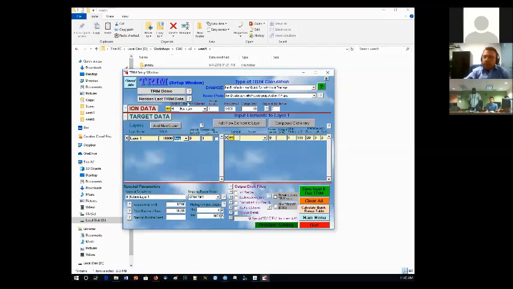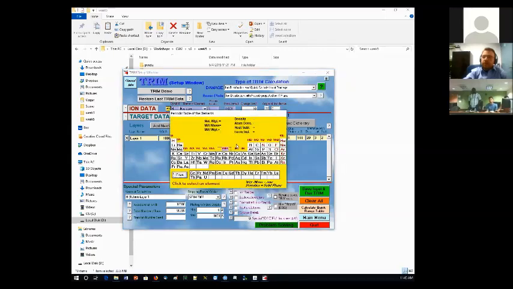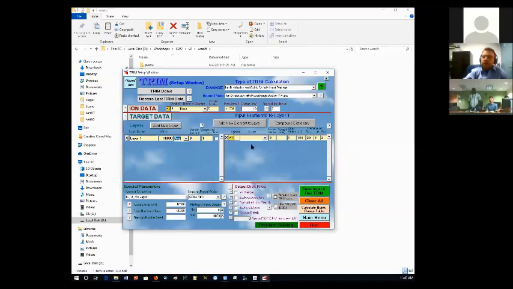And here I choose, this portion is the ion data. This portion is the target data. So I choose my boron ion on the periodic table, my acceptor. It says atomic number 5. Great. Mass is 11.